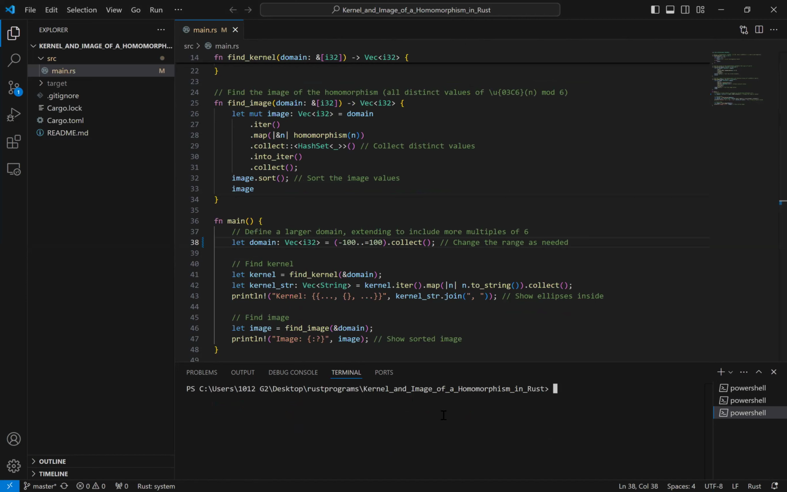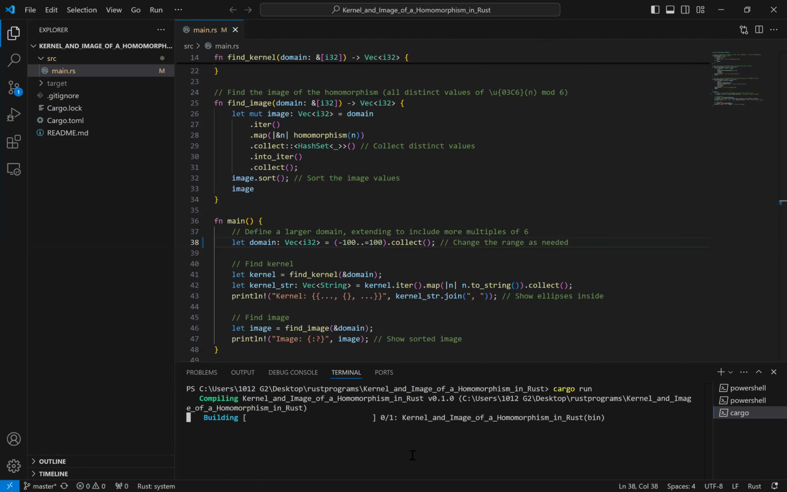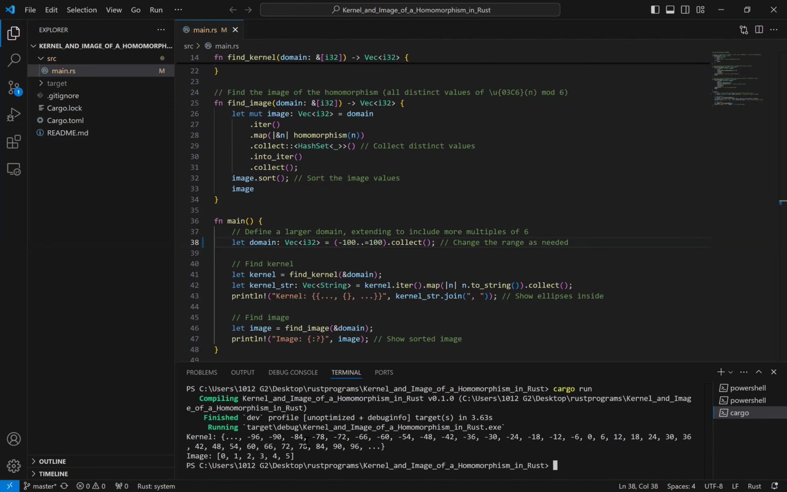So we want to see the kernel in the range given to us now. You can see now it has begun with negative 96, and the kernel will be elements which are divisible by 6. You can see that is still considered, and they have been arranged in a given order, and the image remains the same thing, because our codomain had only 6 elements.